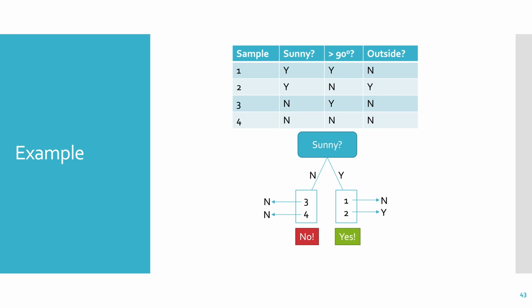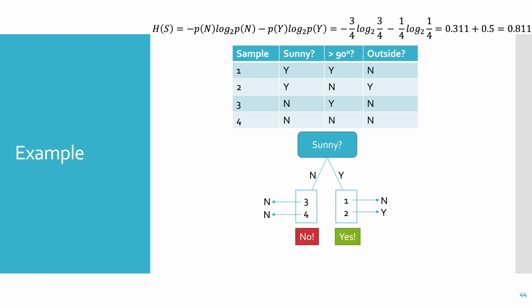Let's think about what's happening here in terms of entropy and information gain. First, we need to calculate the entropy of the whole set. We do that by calculating the probability of the label no, which is 3 out of 4, and then the probability of the label yes, which is 1 out of 4. Then we calculate entropy using these probabilities, 3 out of 4, 1 out of 4, and we get 0.88. That's the entropy of the whole set.